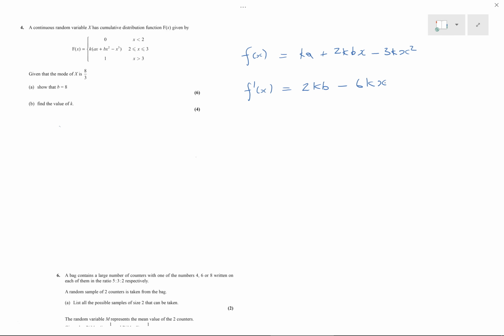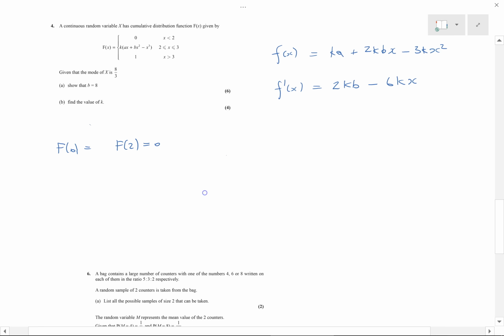And we don't have to do anything else. Because, of course, what a lot of people apparently did in the exam is totally plough on with the fact, which is going to help for part B, that f(2) is equal to 0, and f(3) equals 1. But we're going to use that for part B. We don't need it for part A. We're just using the fact that the mode is 8 over 3.